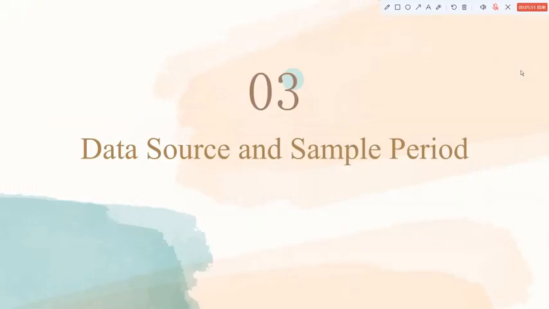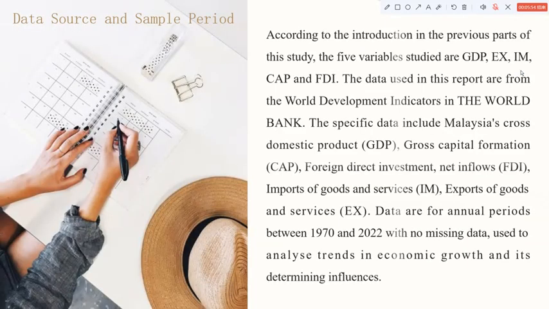Now, the next one is part 3, data source and sample period. According to the introduction in the first and second part of this study, the 5 variables studied are GDP, EXIM, CAP, and FDI. The data used in this report are from the World Development Indicators in the World Bank.